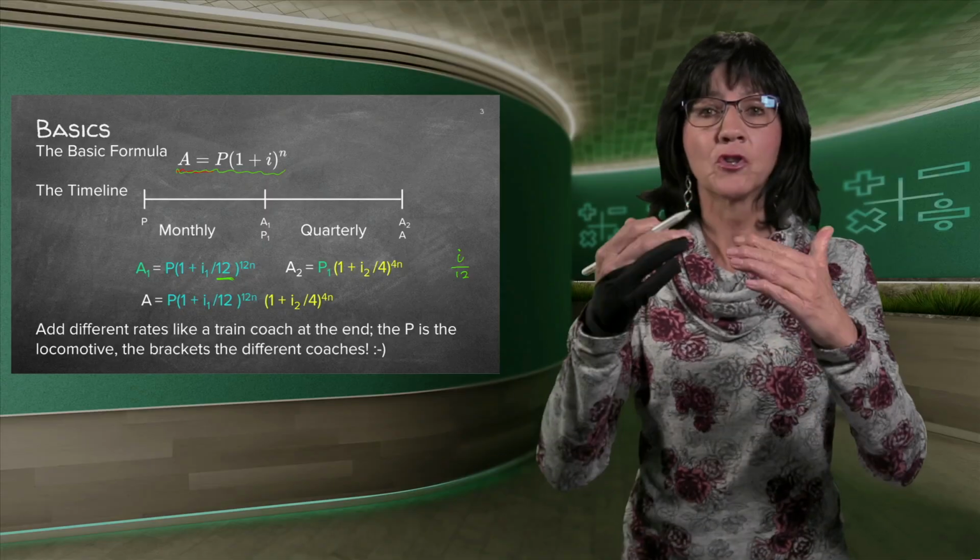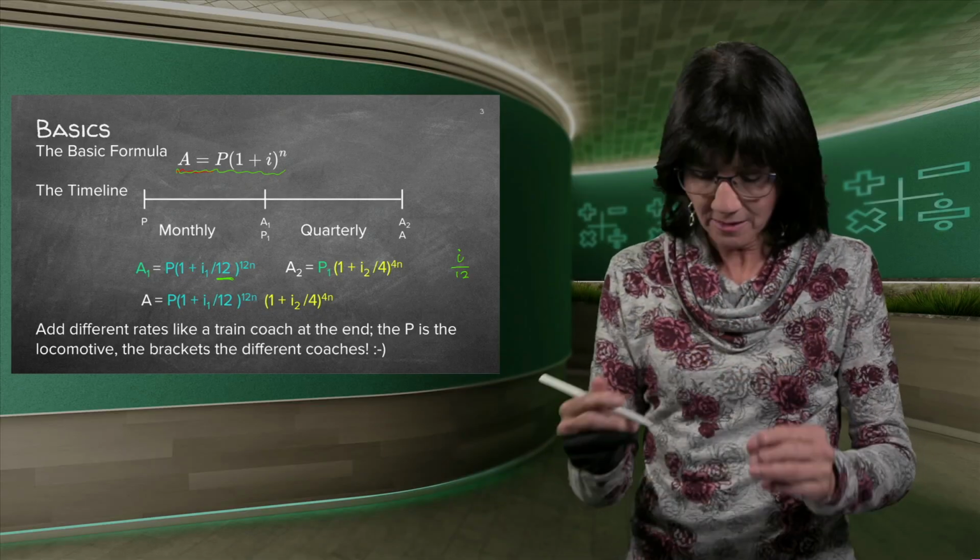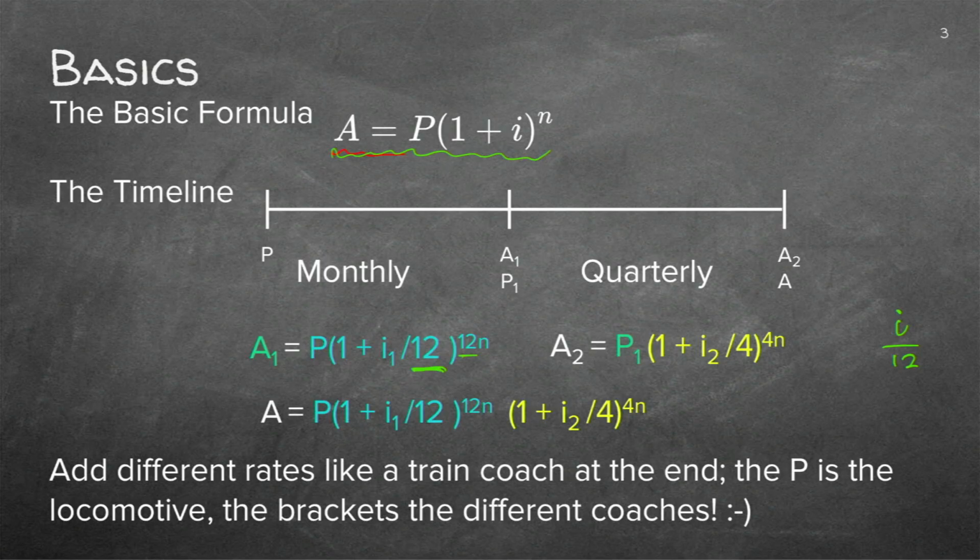And because I now changed the I to monthly, I need to also multiply the n by 12. 12 times n is just 12n. Or if it's quarterly, then I also have to times the n by 4. So it's nothing difficult at all. It's just that you definitely need a timeline so that you can show on your timeline when does the interest rate change, so that you can also incorporate it into your problem.